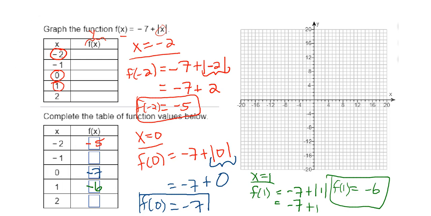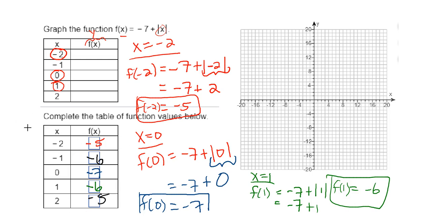All right, so what you should be getting here, when you plug in -1, you've got to be careful with that absolute value. What you should get is -6. Now, if you ended up getting -8, then you didn't apply the absolute value properly. So if you got -8, go back and look at that absolute value. The absolute value of -1 should have become +1. And then when you add that to -7, you get -6. If you plug in 2, you should get -5 here. And so you'll see there's kind of a symmetry with these answers.